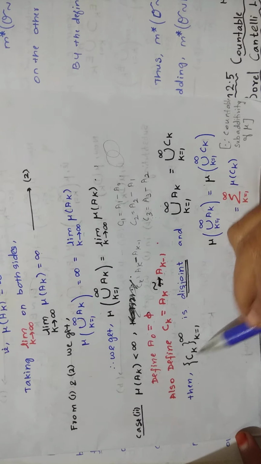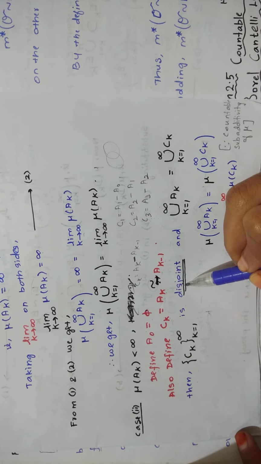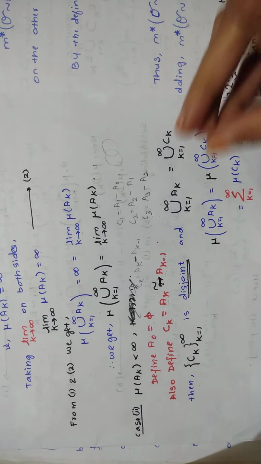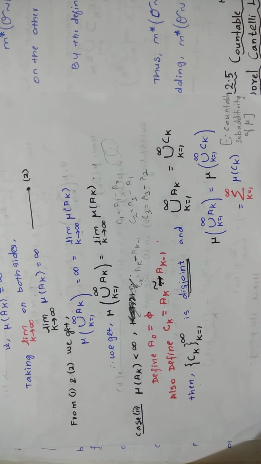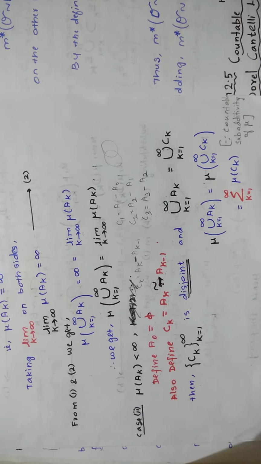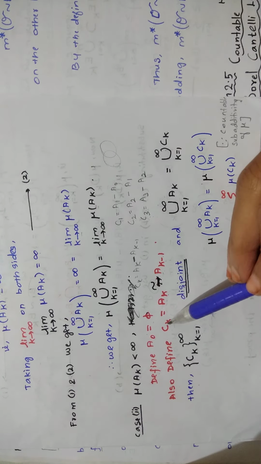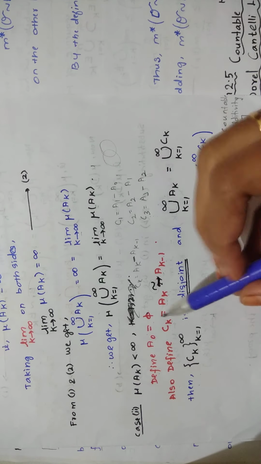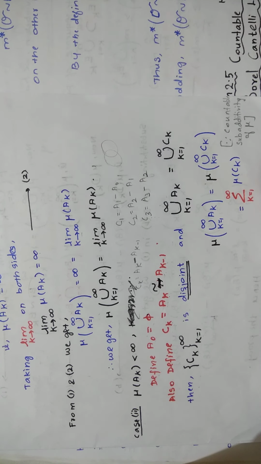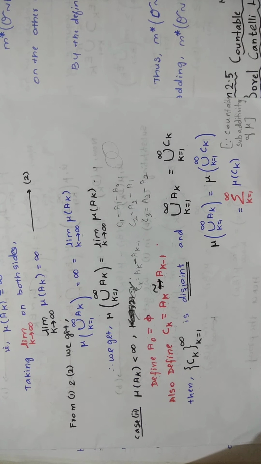So from this you can say C_k, k equal to 1 to infinity, is disjoint, and you are writing this also. What do you understand from this? You have measurable sets A_1, A_2, A_3 till infinity, and you are finding the union of that. And also you are finding the union of C_1, C_2, C_3 till infinity. When you find the union of C_1, C_2, C_3 till infinity, you will get a value, and from the union of the A's also you will get a value. Both values will be the same.